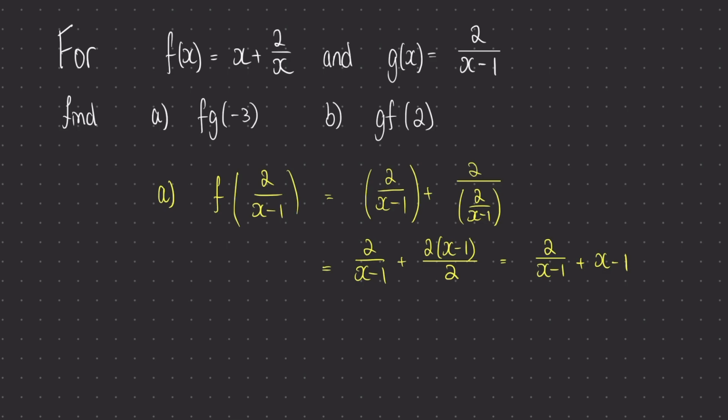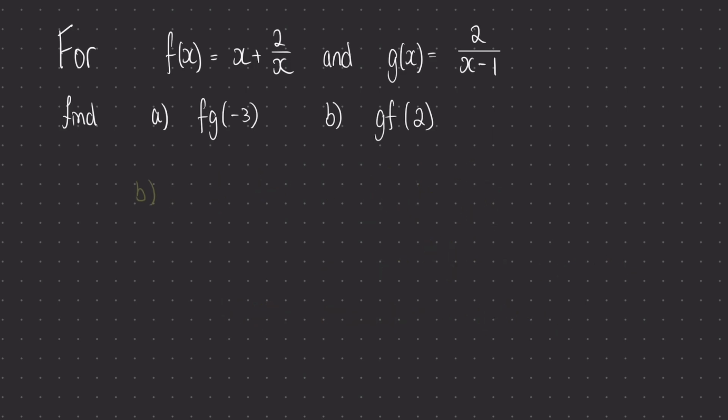Just need to replace the x with minus 3 now. So you can see that every step of the way I'm substituting with brackets around my new input. And that simplifies to be minus 9 over 2. Now let's look at part B.